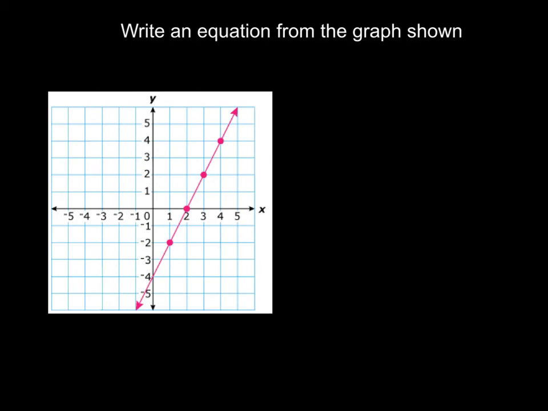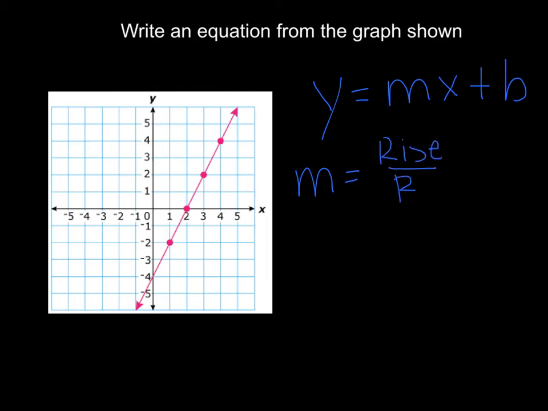Now we have a line that's actually graphed on a coordinate plane, and we want to write an equation from this line. So we're still having our same form: y equals mx plus b. M is the slope. We know how to find slope, and using this graph, I'm going to do rise over run.